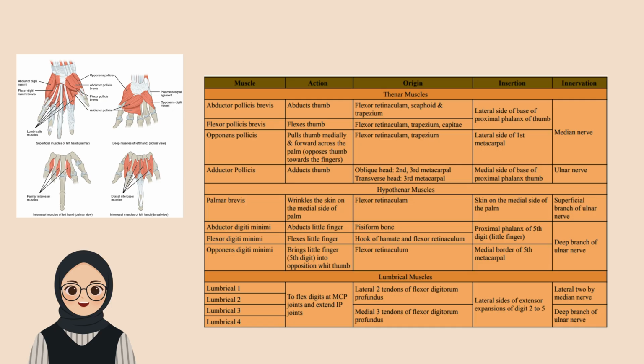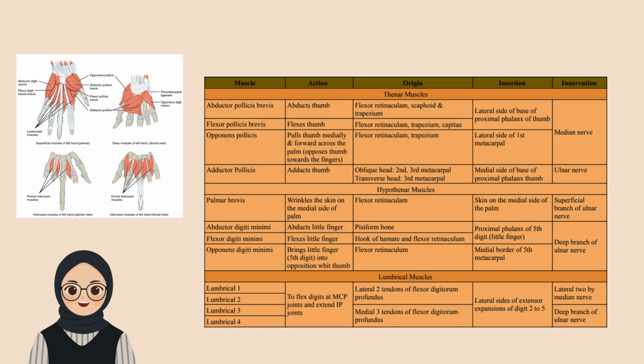There are thenar muscles, which are further divided into abductor pollicis brevis. The action is abduct thumb. The origin is flexor retinaculum, scaphoid, and trapezium, and the insertion is lateral side of base of proximal phalanx of thumb, and the innervation is median nerve.